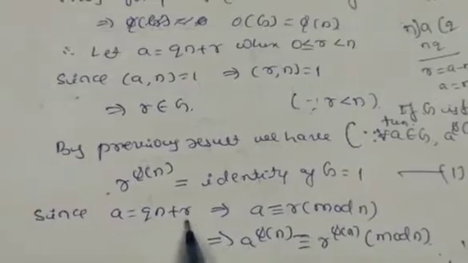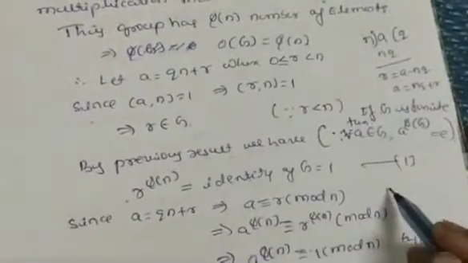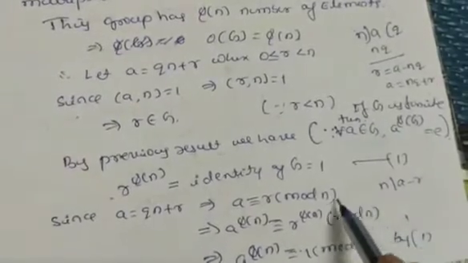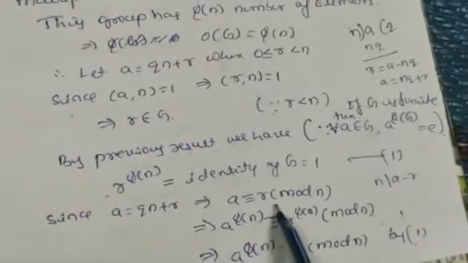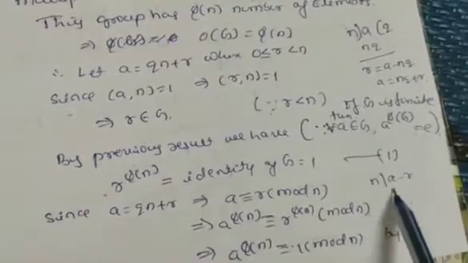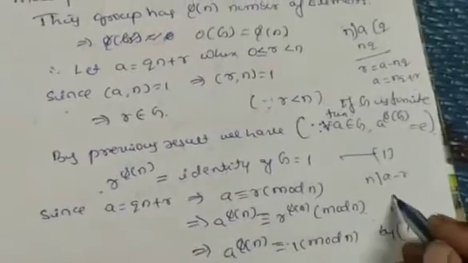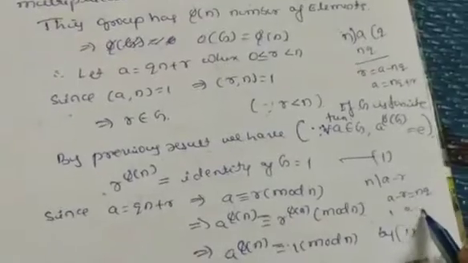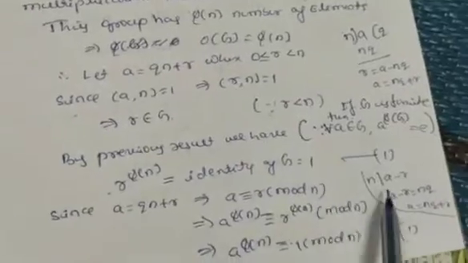Since a is equal to qn plus r, this implies a is congruent to r mod n. We know a congruent to r mod n means n divides a minus r. This is the meaning of congruence modulo n in the real numbers. Going back to the definition of divides, a minus r is equal to n times q, which is nothing but a equals nq plus r. So these are the definitions of congruent and divides.